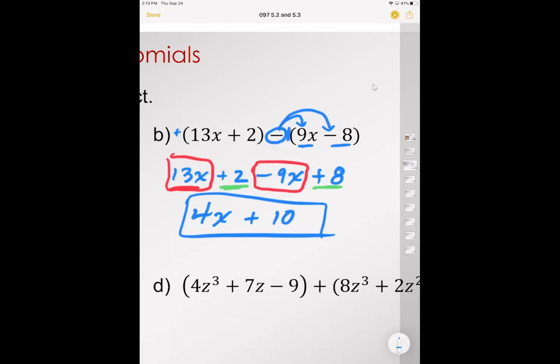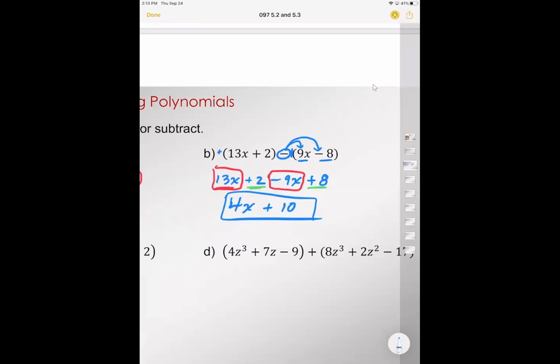And this will be my first degree, because, reminder, anything by itself is basically raised to the 1 power. This is a first degree binomial, and your leading coefficient will be 4. Okay, so this is what we have.